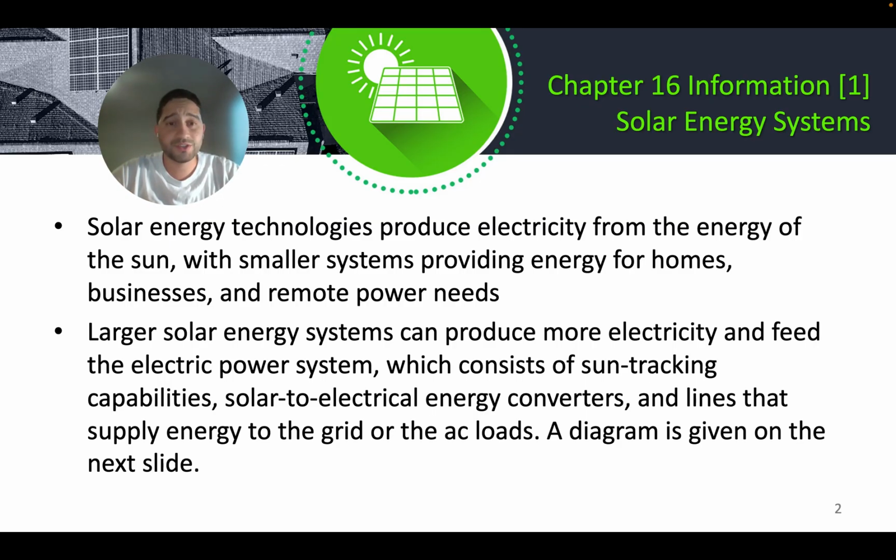Solar energy technologies produce electricity from the energy of the sun, with smaller systems providing energy for homes, businesses, and remote power needs. Larger solar energy systems can produce more electricity and feed the electric power system, which consists of sun tracking capabilities, solar to electrical energy converters, and lines that supply energy to the grid or the AC loads. A diagram is given on the next slide.